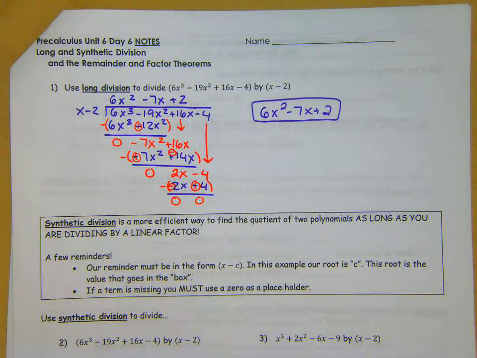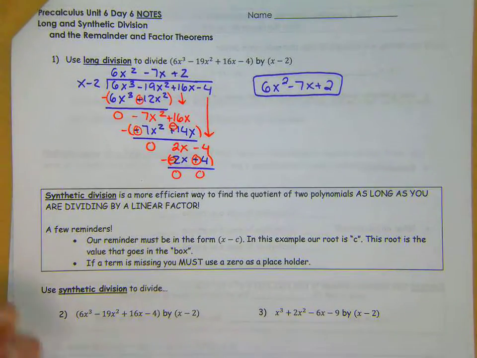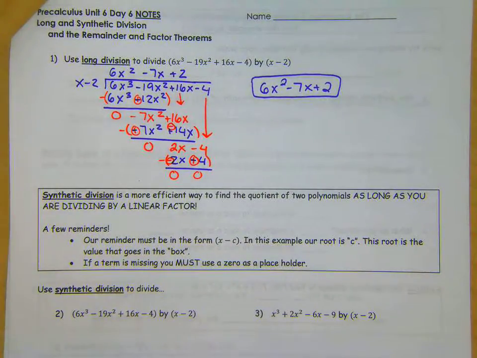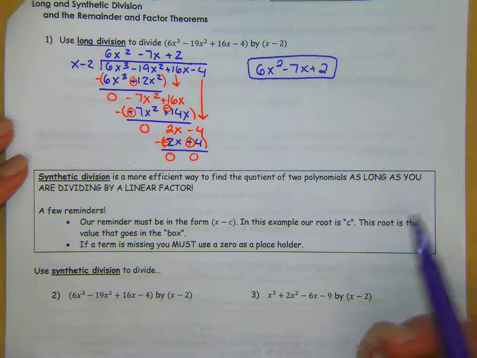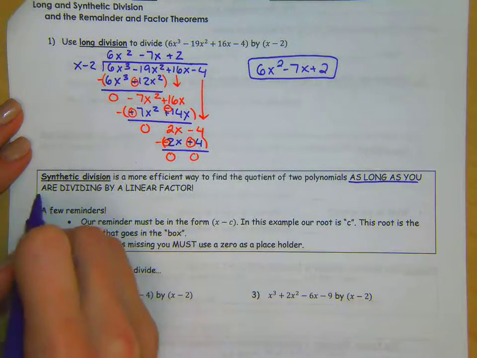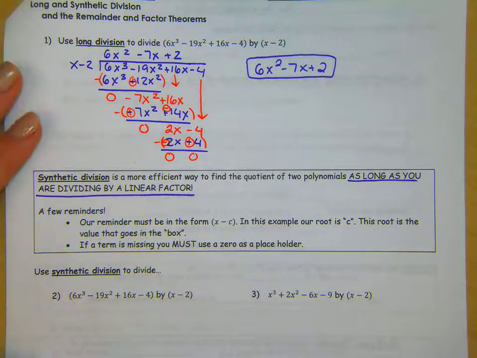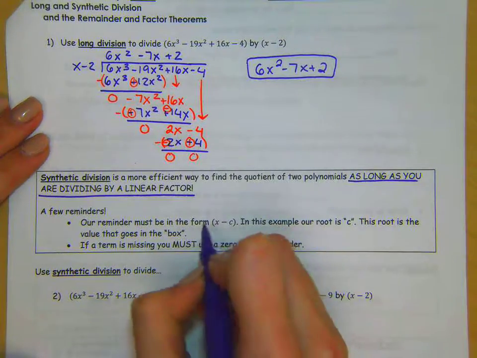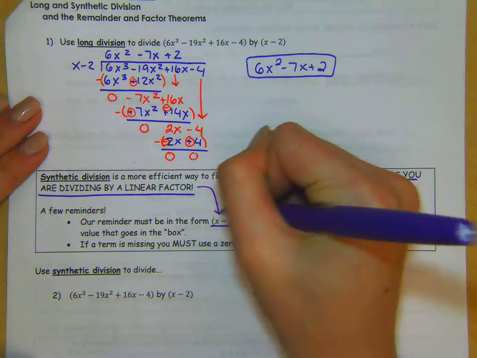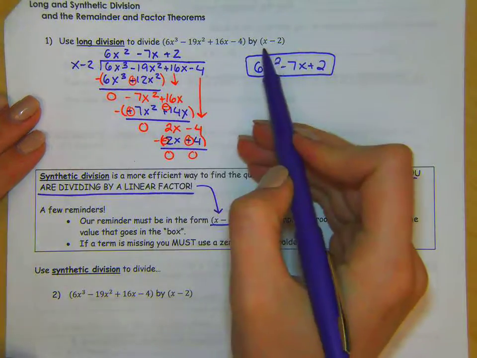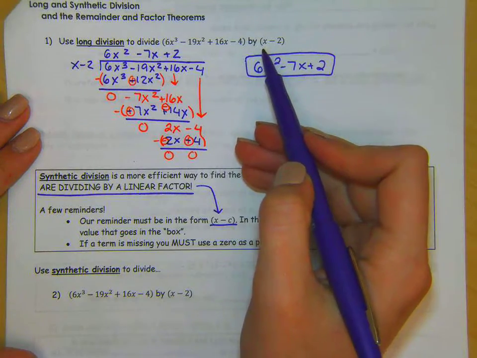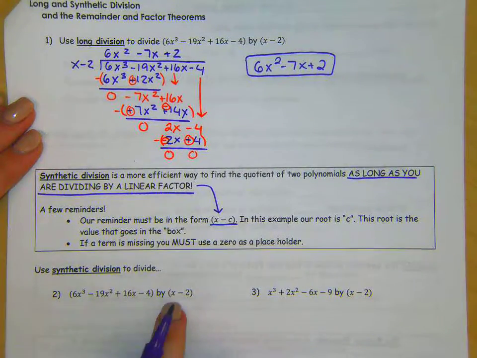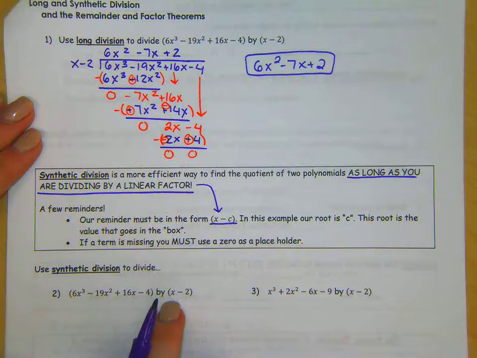We are going to want to use synthetic division for the majority of this unit. Long division is just a recap of what you've done perhaps in previous classes. Synthetic division is a more efficient way to find the quotient of two polynomials, as long as you are dividing by a linear factor. A linear factor is something in the form x minus c. So notice the linear factor up here, x minus 2, means we can do this problem in synthetic division. That's exactly the first example for synthetic division that we're going to go over below.